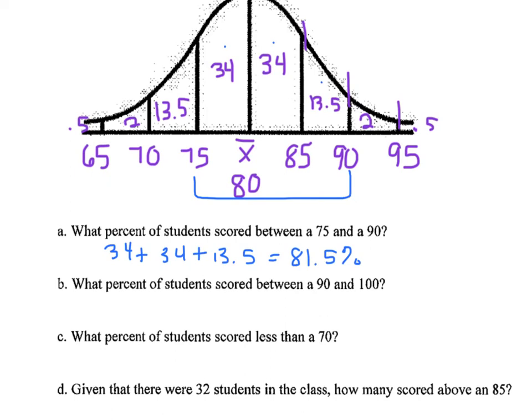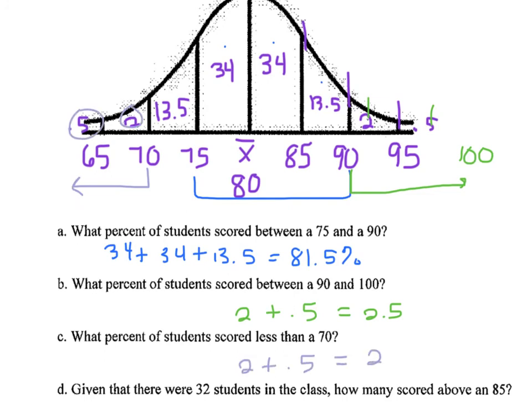Next, what percent scored between 90 and 100? Well, 100 would be way up here, right? So that would be 2 plus 0.5, which is 2.5. Where did I get those numbers? Here and here. What percent scored less than 70? So we look and find where 70 is, and it's right here. So from here back, it's 2 and 0.5, so that's also 2.5%.